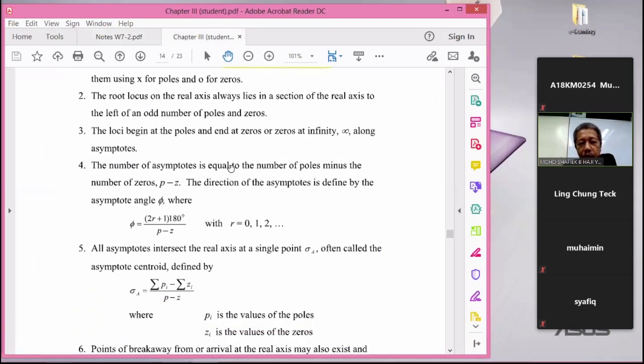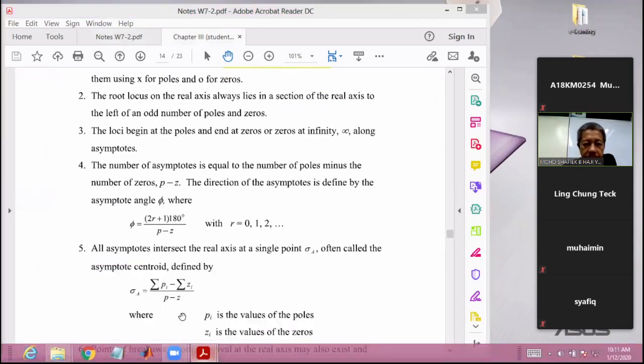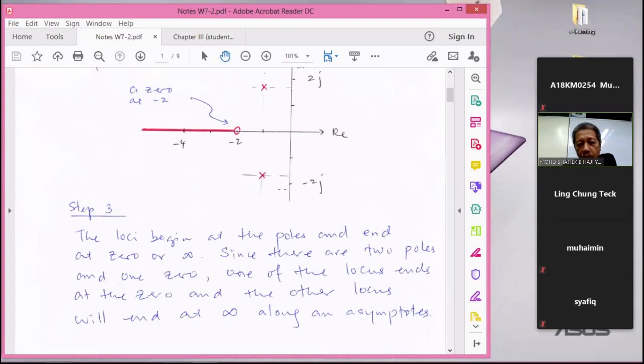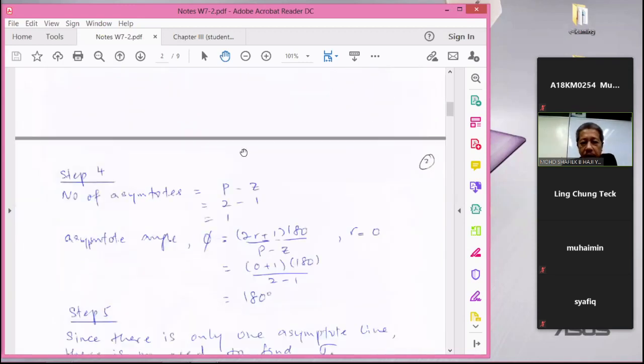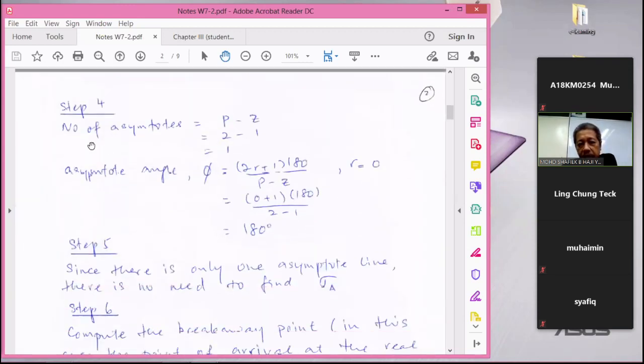And then we need to determine the number of asymptotes and the asymptote lines. But here it is quite straightforward in this example, because we have 2 poles and 1 zero. You're going to have just one asymptote line. The number of asymptotes is the number of poles minus the number of zeros. So we have 2 poles minus 1 zero. There's only one asymptote line. And you can now compute the asymptote angle at 180.